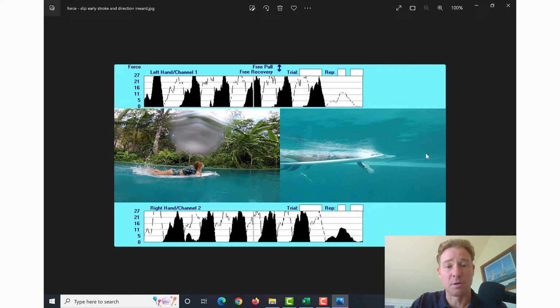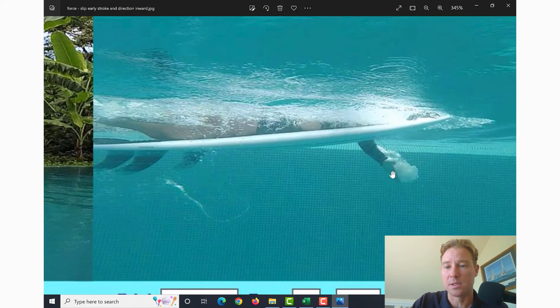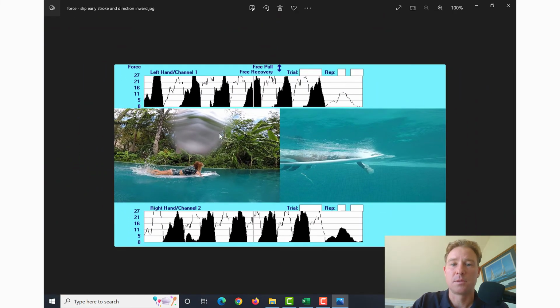This is a very strong woman surfer, very, very strong. I think she actually maxed out at the top. And there's a little bit of slipping that happened early in the stroke. But really here, if you look at the video, you can see the palm oriented towards the camera. And so really the issue that was happening there was the direction was more inward than down. We really want it backwards.